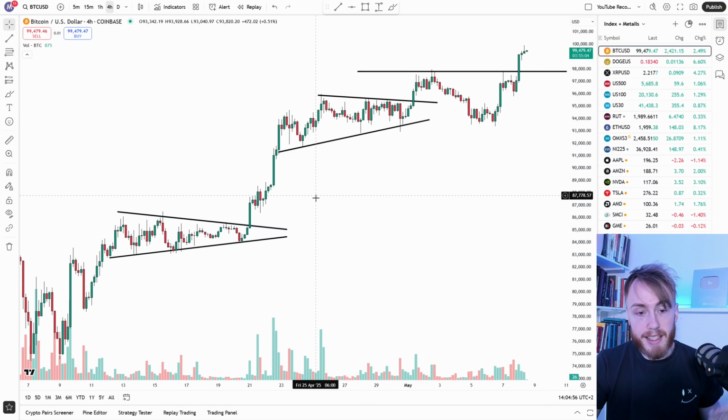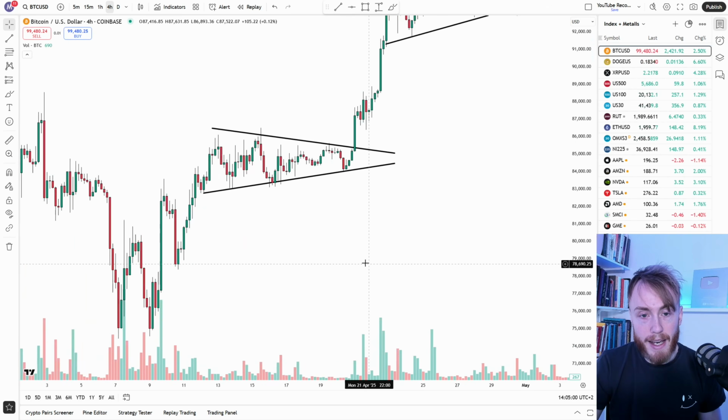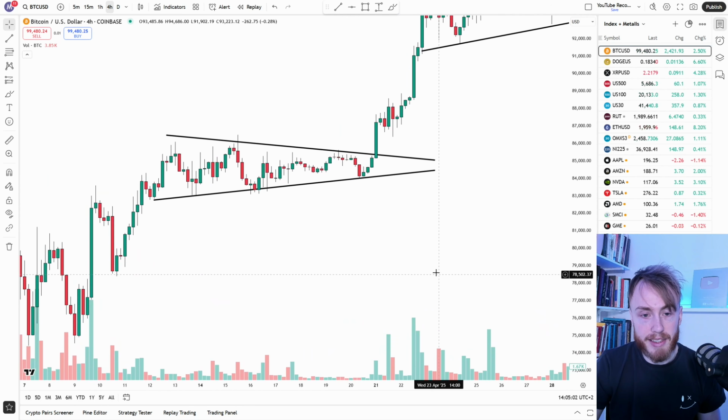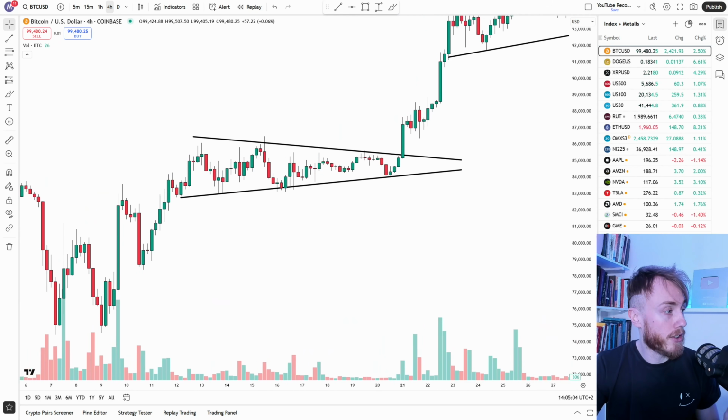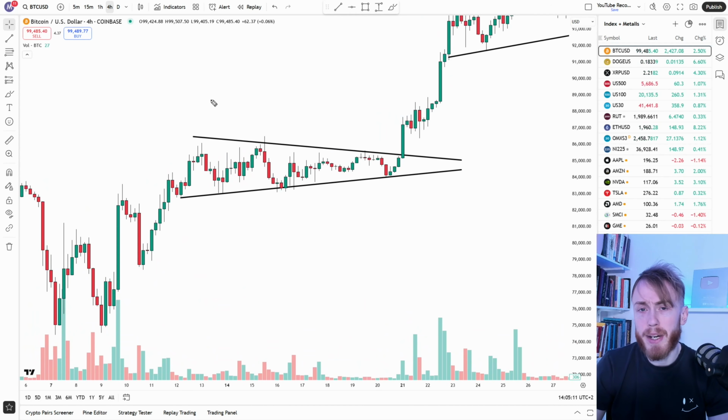But now let's take a look at two examples of breakouts. And the first pattern I want to take a look at is right here. By the way, we are currently looking at Bitcoin here on the 4-hour time frame, but you can trade breakouts on the daily time frame. You can day trade breakouts on the 5-minute time frame.